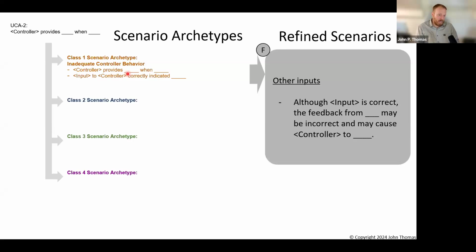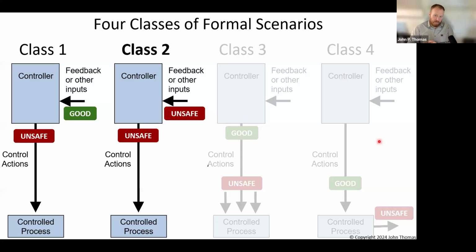Although the input may be correct, there may be some other feedback that's incorrect and causes the controller to do something else. Okay, so that's class one. I find class one to be the most interesting, so we spent a lot of time on class one. The other classes we're going to spend a little bit less time on.